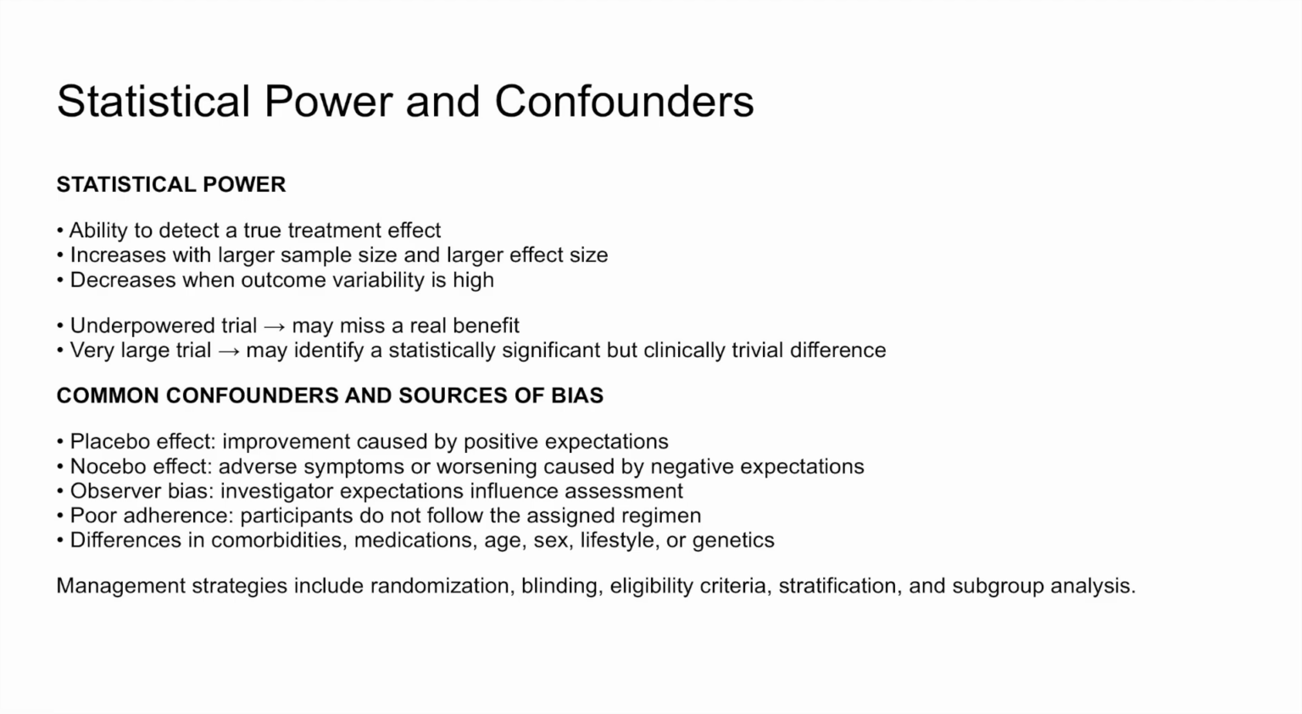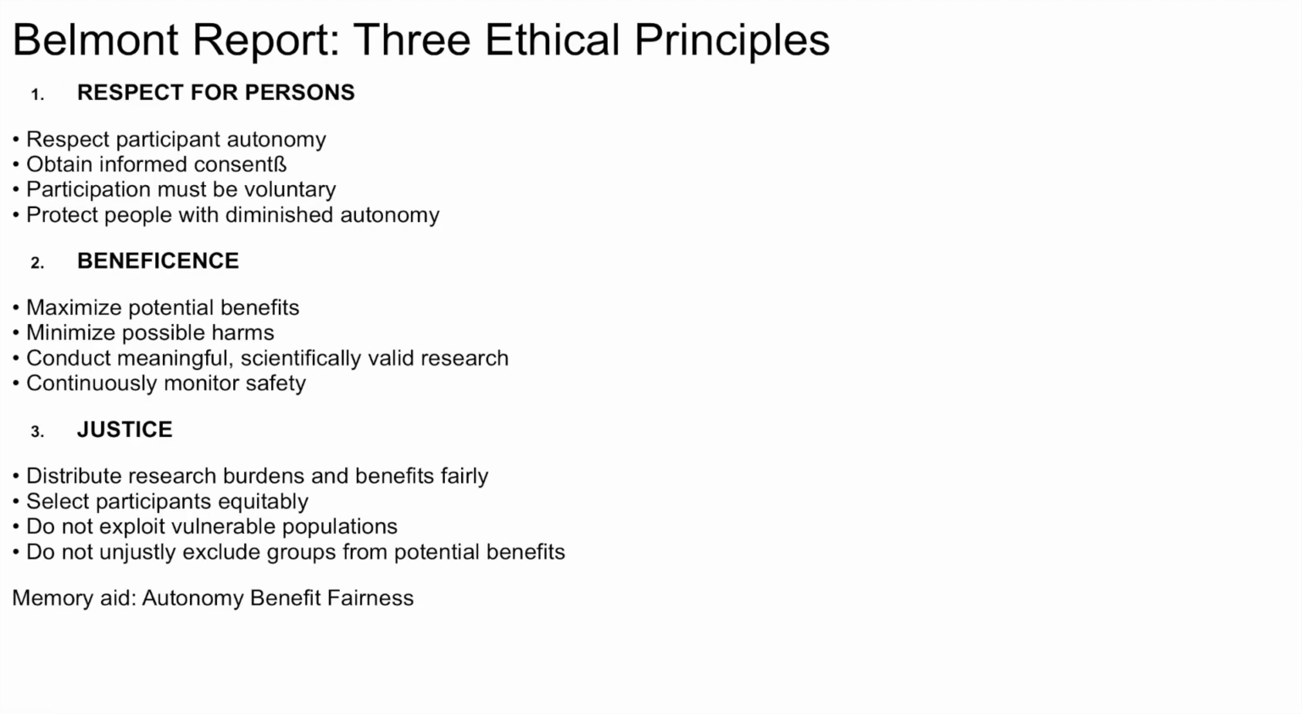Confounders and bias can also distort results. Examples include placebo, nocebo, observer expectations, poor adherence, and differences in comorbidities, medications, age, sex, lifestyle, or genetics. Investigators manage these problems with randomization, blinding, carefully chosen eligibility criteria, stratification, and appropriately planned subgroup analysis. So statistical significance should therefore always be interpreted alongside a study's design and clinical importance. The Belmont report describes three foundations or three principles for human subject research.